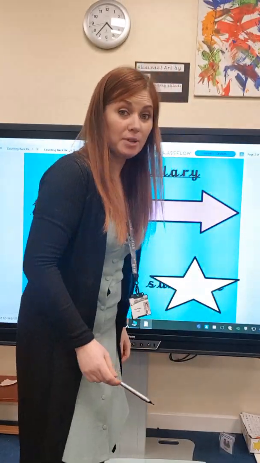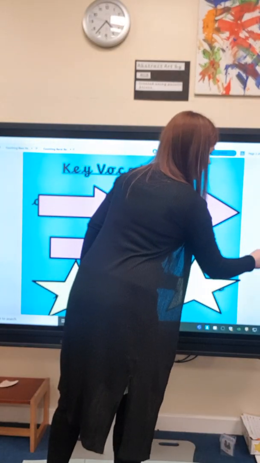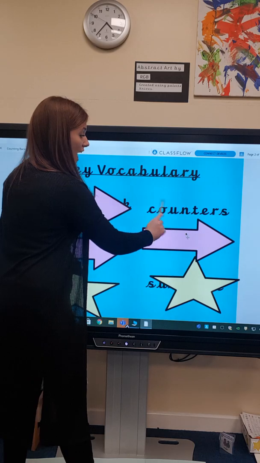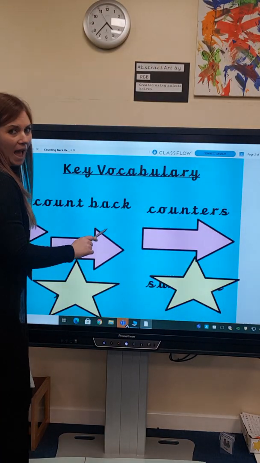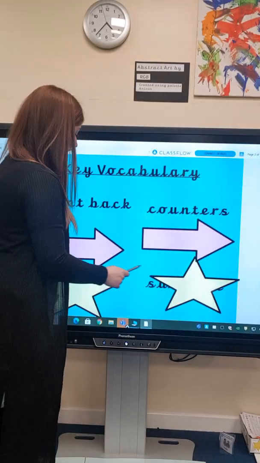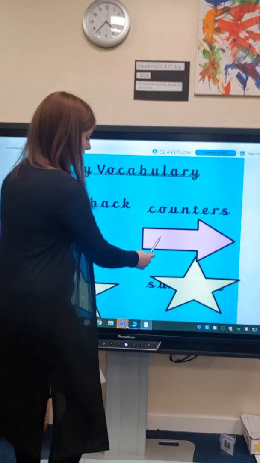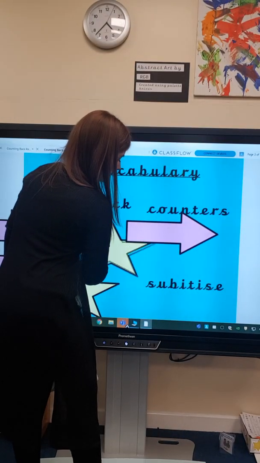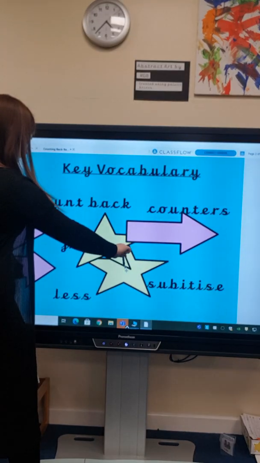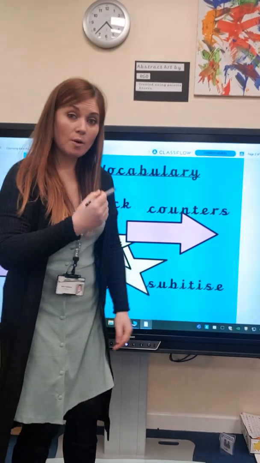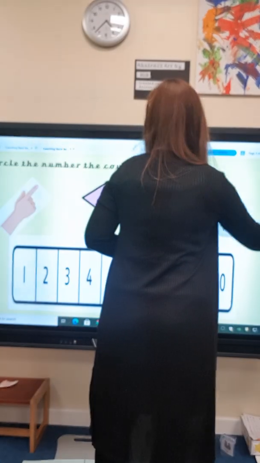So let's have a look at the vocabulary we're going to be using this maths lesson. We're going to be using counters on our number lines again. Count back. So we're going to be using that counting back today. Jump. It's going to be jumping on our number lines still. Subitize. We've just done some subitizing there. And less. So when we're counting back, we're looking at less as well.